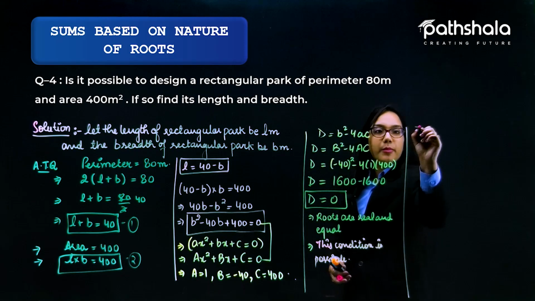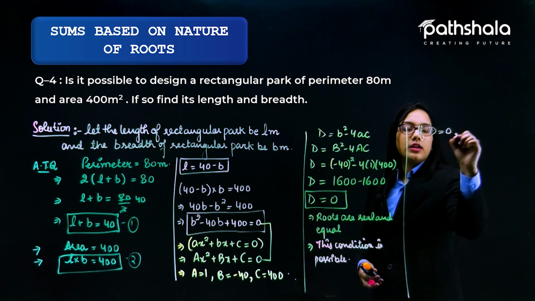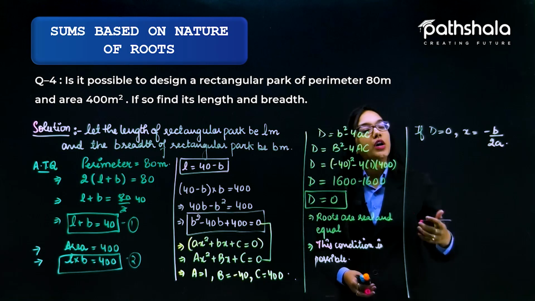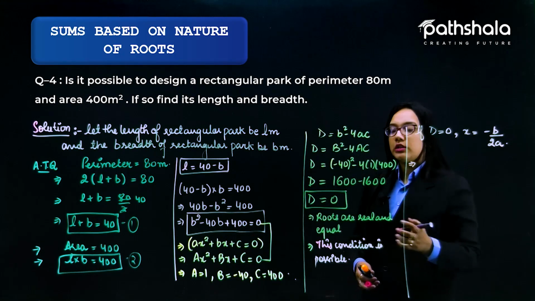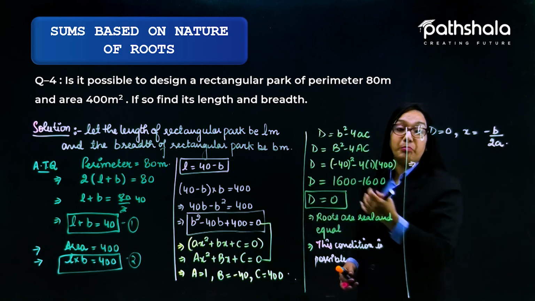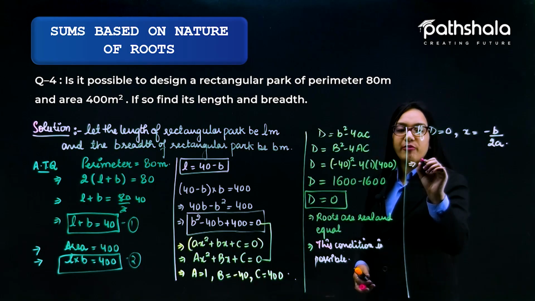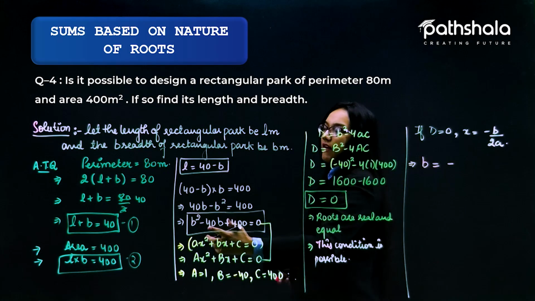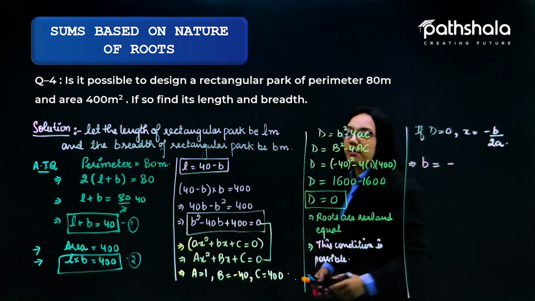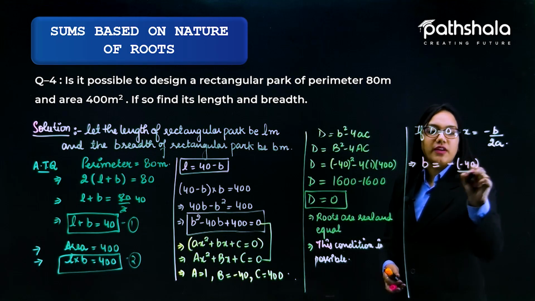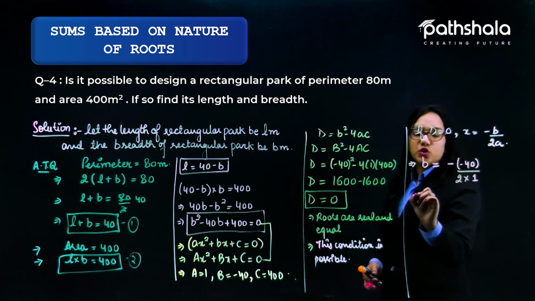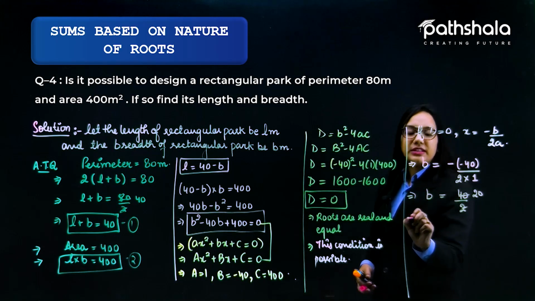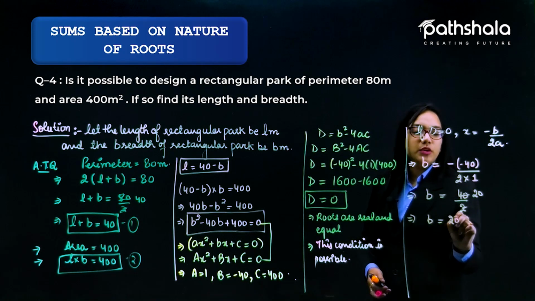So we know that if capital D is equal to 0, then x is equal to minus b by 2a. They are the roots of the quadratic equation. So in this quadratic equation, we have the variable as b. So in place of x, we have b, which is equal to minus b by 2a. As we can see, minus b is nothing but minus of minus 40 over here, so this is 40 divided by 2a. A is nothing but 1. So we have the value of b as 40 by 2, which is 20. It means at the end we are getting the breadth as 20 meters.